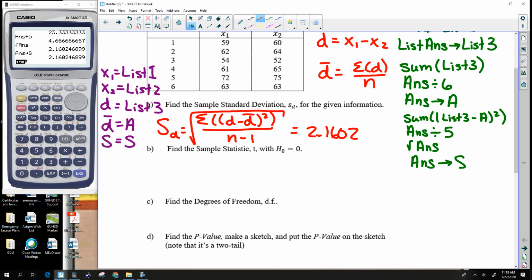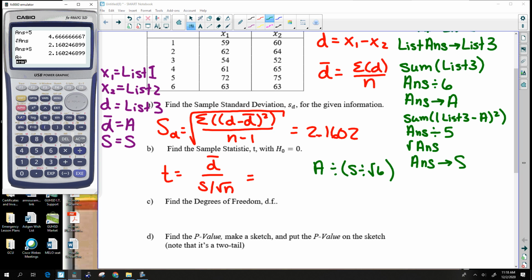Okay, then I need to find my sample test statistic T, which is going to be D bar over S divided by the root of n. So that will be D bar divided by S divided by the root of n. Notice how I put my denominator in its own parentheses. So this is going to be D bar divided by S divided by the root of n. And that is our sample test statistic T.